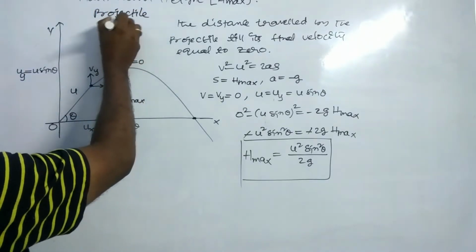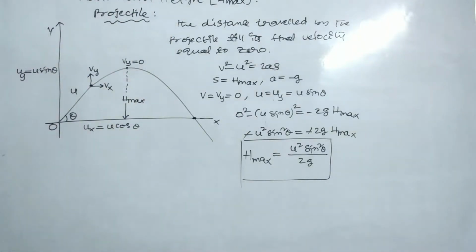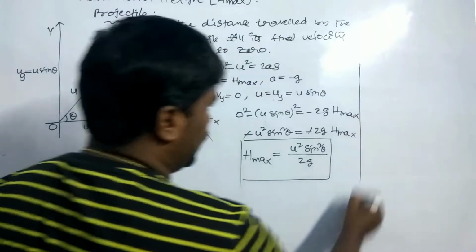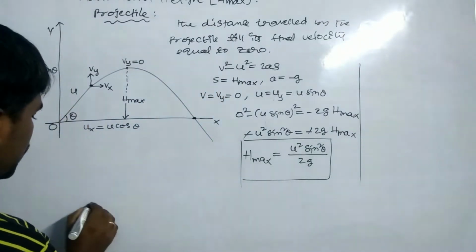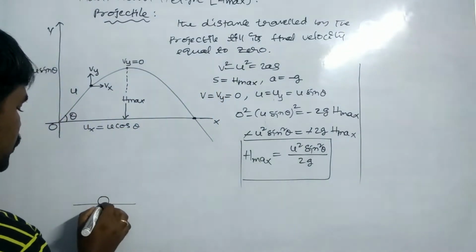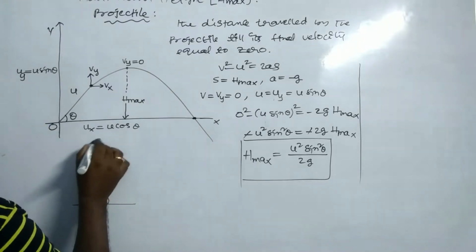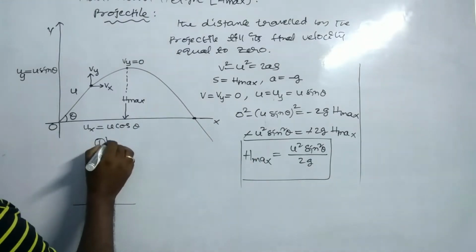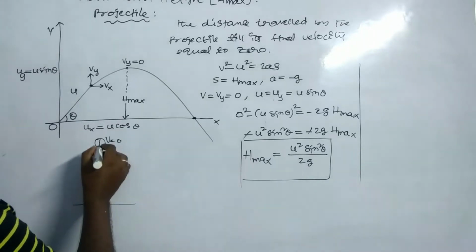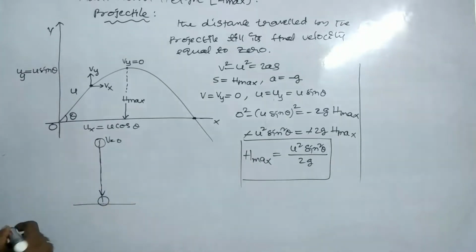Already in our previous lesson on motion in a straight line, we derived the maximum height of a vertically projected body, which is a body thrown vertically upwards. It reaches its final velocity equal to 0 and finally it drops to the same point.